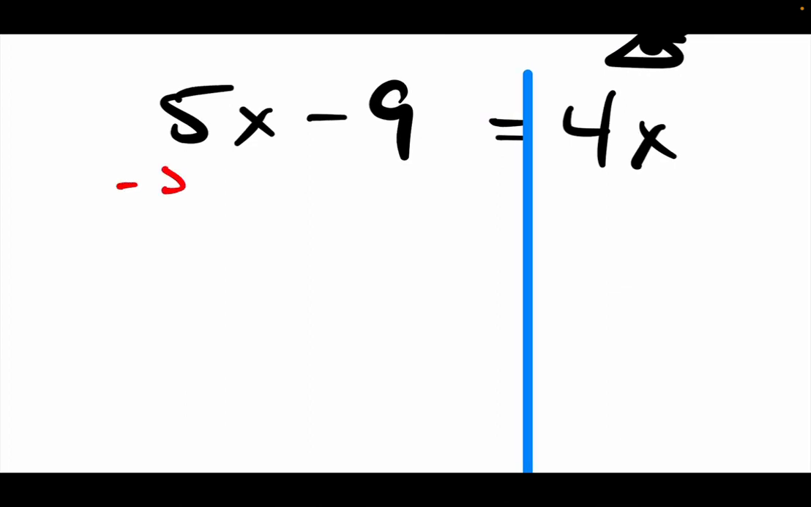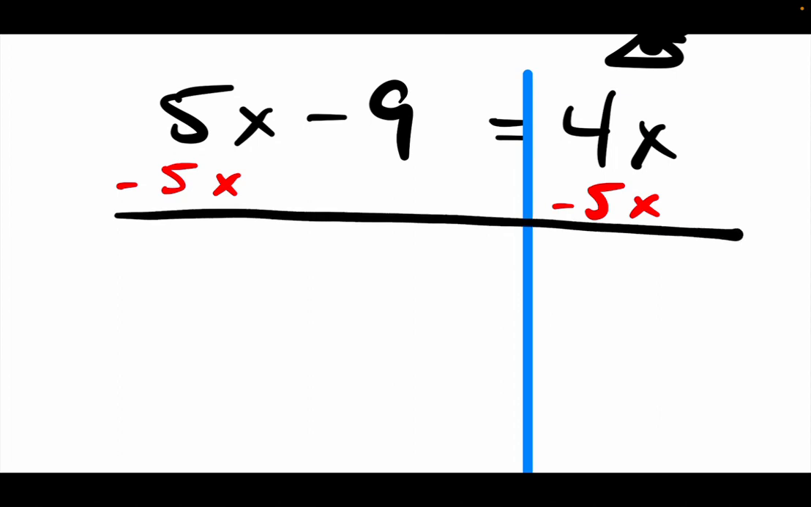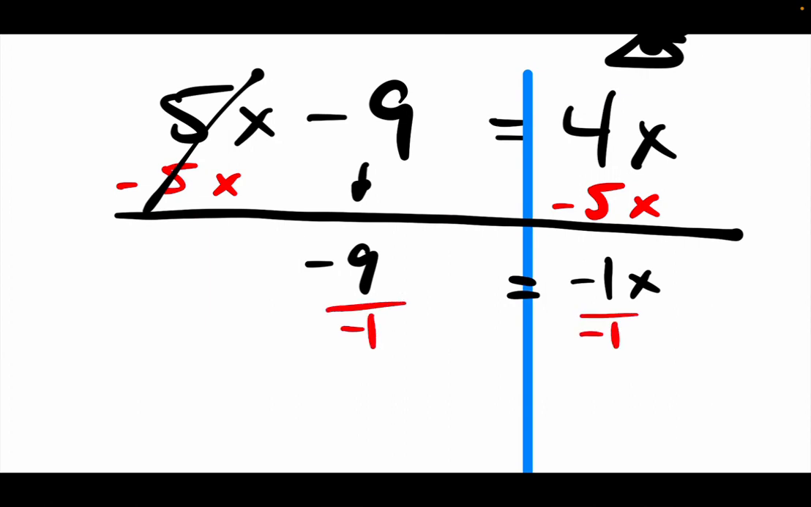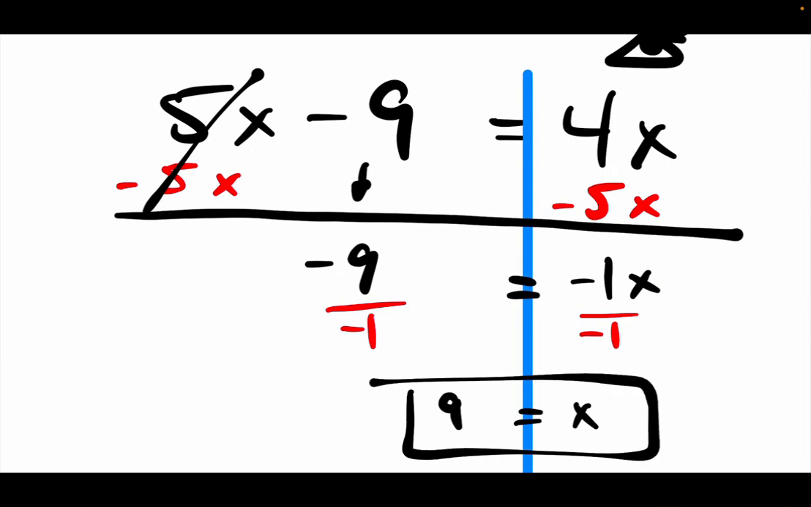-5x. Yeah, I've heard some people say, in my last class, well, why didn't you divide it? Because I didn't want to separate 5 from x. I just wanted to move it. Okay. 4x minus 5x, I can subtract those. They both have an x. I get -1x. Last step, divide by -1. -9 divided by -1 is +9. Done.